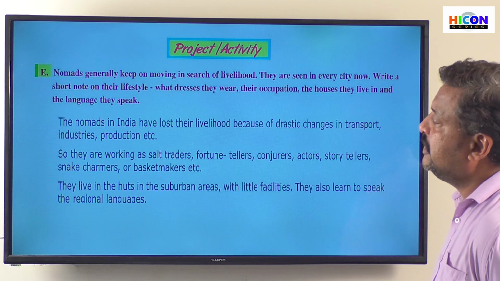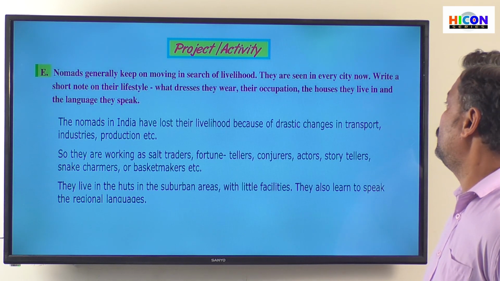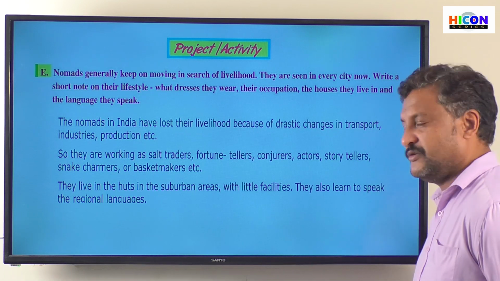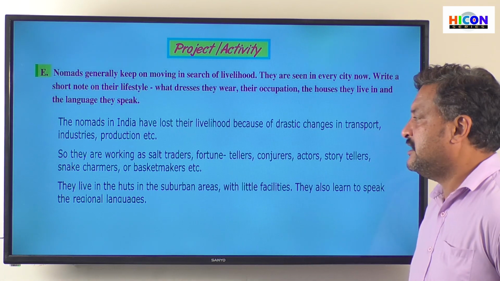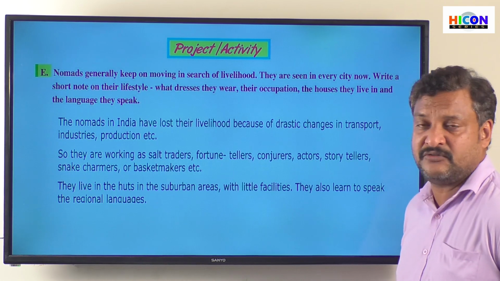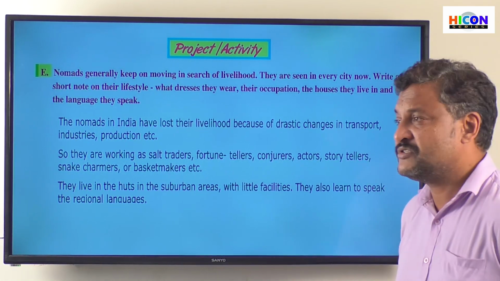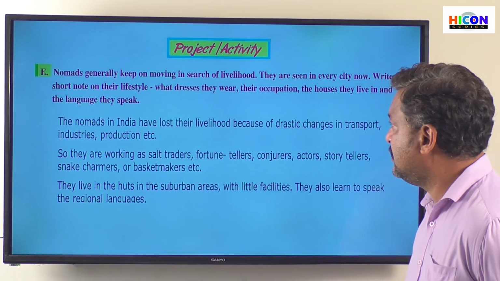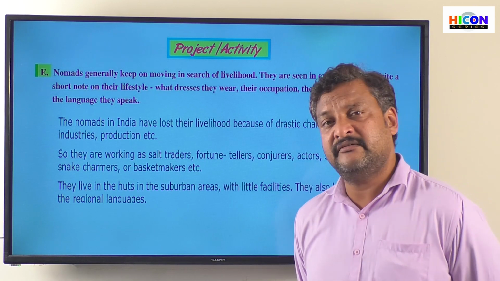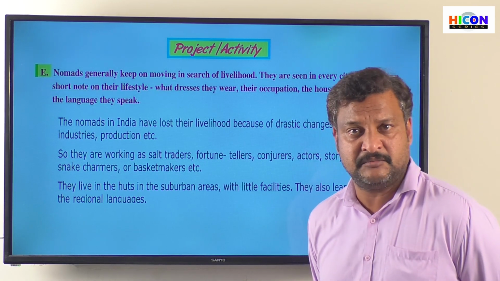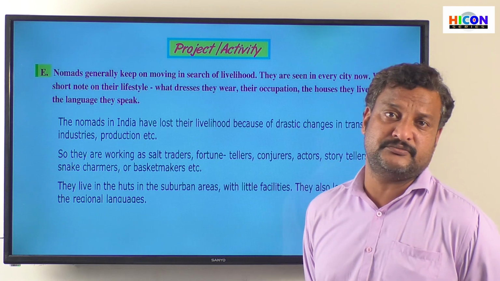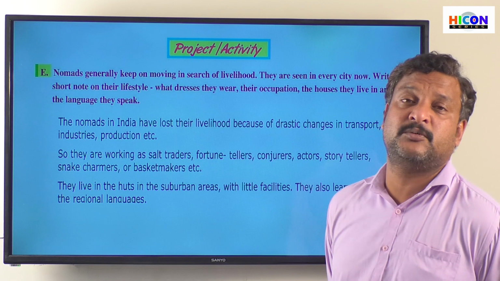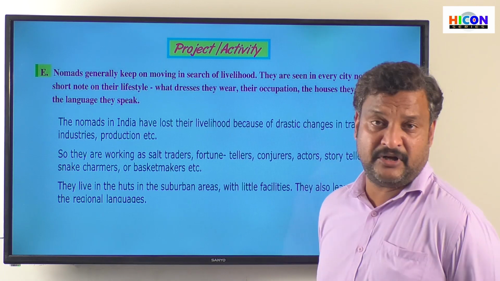Now, see, the nomads in India have lost their livelihood because of drastic changes in transport, industries, production, etc. So earlier, these nomadic groups were not this much of wandering groups. They were mostly based in a particular region. For example, these Banjaras were seen only in the Rajasthan region, but now we can see Banjaras in our region also, right? Why? Because of the drastic changes in transport, industries and production.